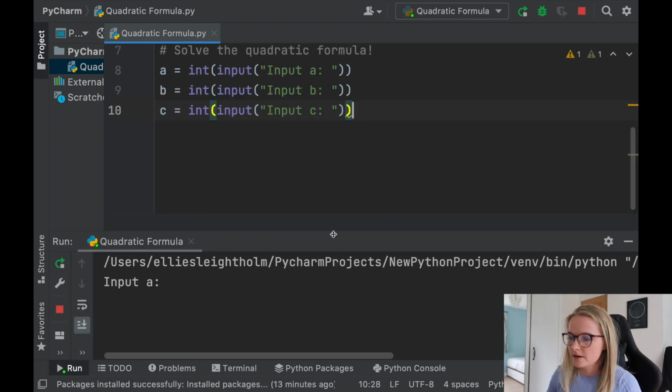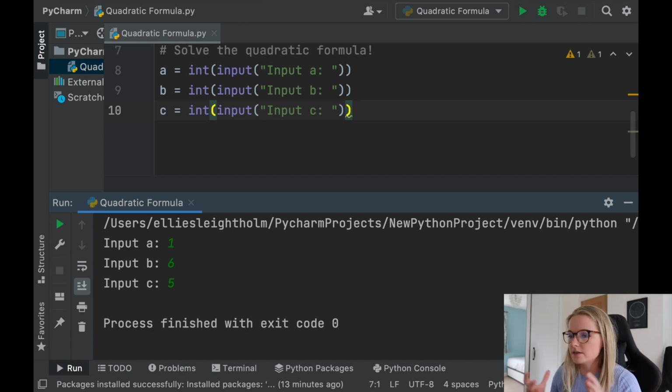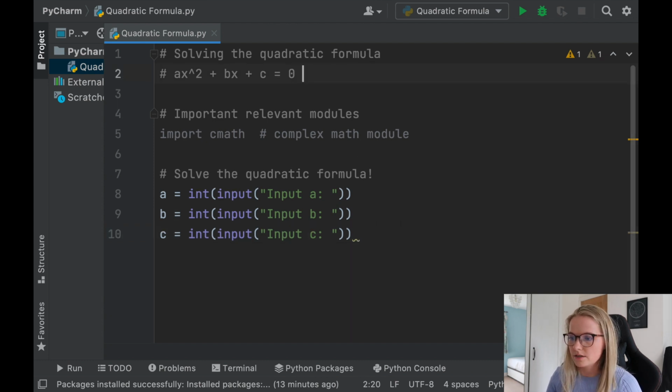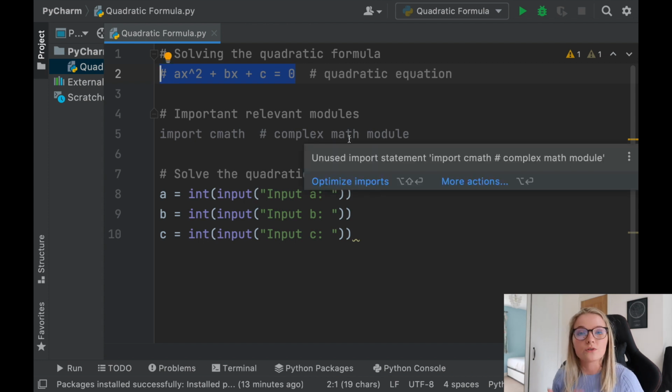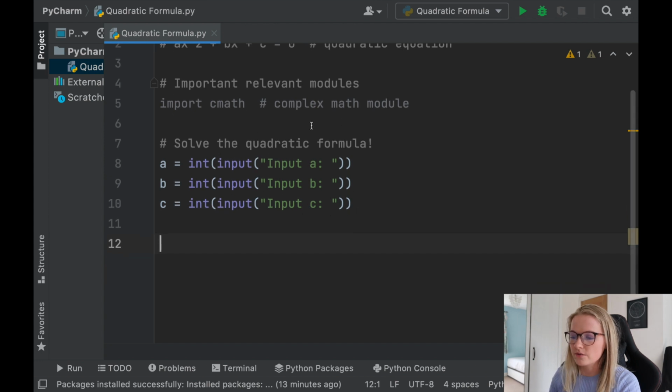So when I run this, I'll show you what happens. I'll click run. Okay, so it tells me to input a, so let's say a is 1, input b, let's say b is 6, and input c, c is 5. Perfect, there we go. It's stored those values as a, b and c. So now we have a, b and c, we can solve it using the quadratic formula. And I've just realised that this is the quadratic equation here. I've been confusing equation and formula. So this is the equation and the formula is what we use to solve the equation. Apologies for that.